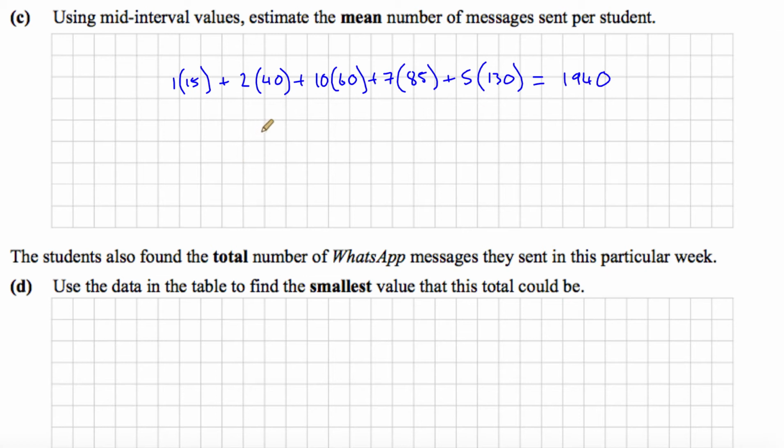And if we're estimating the mean, that's the total number of messages divided by the number of students, which was 25. If we do this in a calculator, we get 77.6.